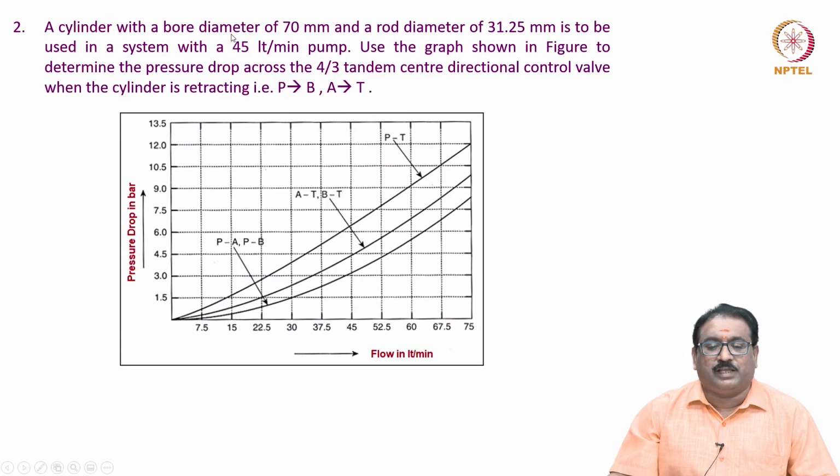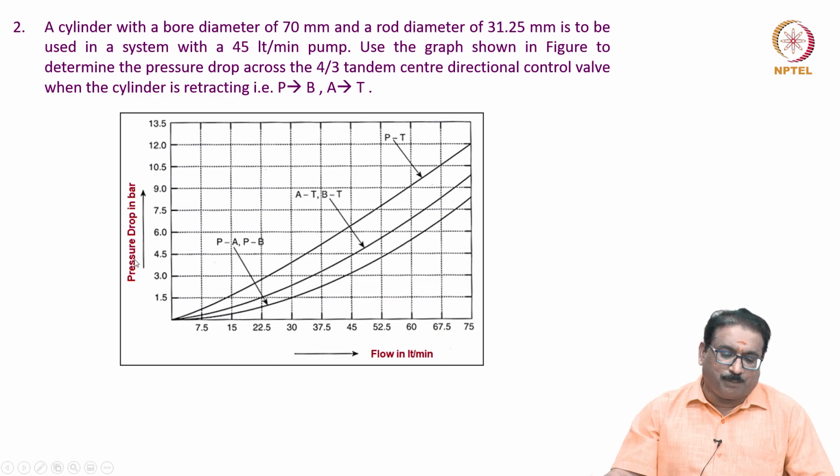A cylinder with a bore diameter of 70 mm and a rod diameter of 31.25 is to be used in a system with a 45 liters per minute pump. Use the graph given in the figure, which shows the pressure drop across the flow in liters per minute.